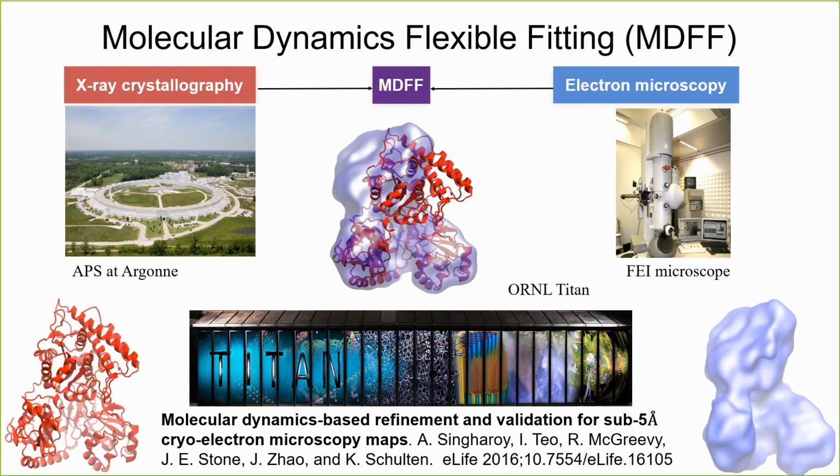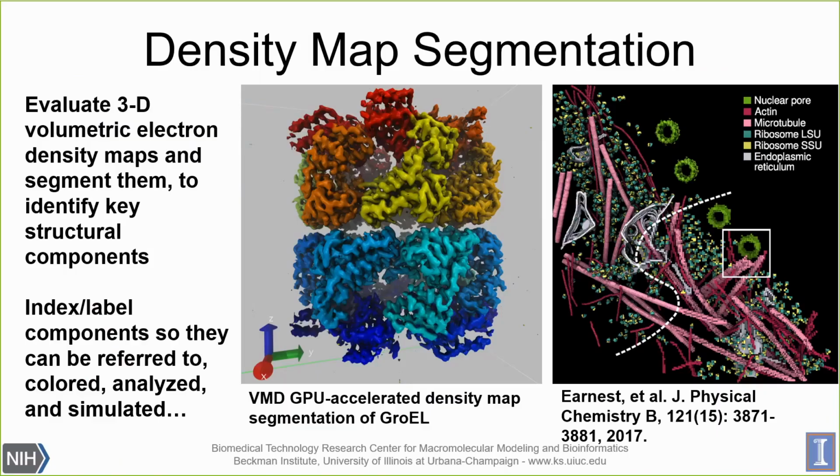The electron microscopy data are volumetric data. It's called an electron density map, and it's very low resolution compared to X-ray crystallography. So we can't see the individual atoms, but the density values, the volumetric data we're working with, do map onto those atomic structures.